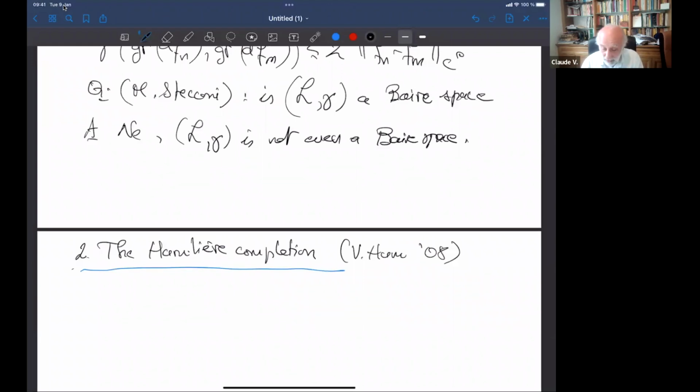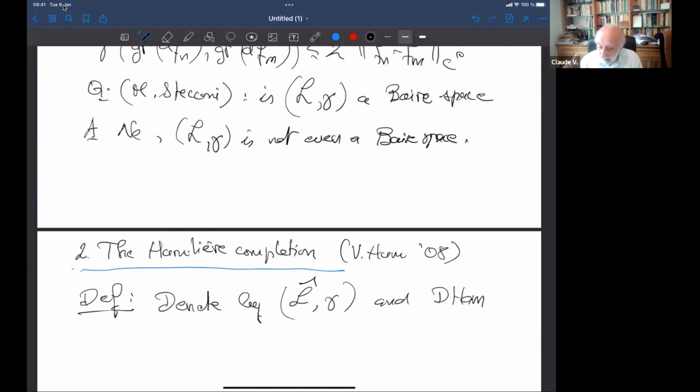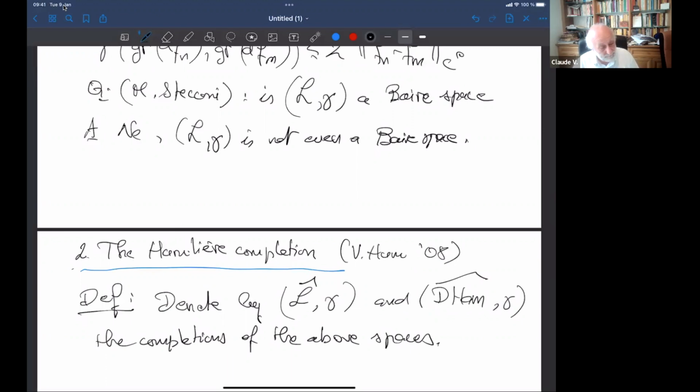And the definition is just that we denote by L hat gamma and d ham. I'm sorry, I should have said that when I say d ham, I mean compact supported Hamiltonian in case M is non-compact. But the completion I denote by d ham without a c. So d ham gamma, the completion of the above spaces.